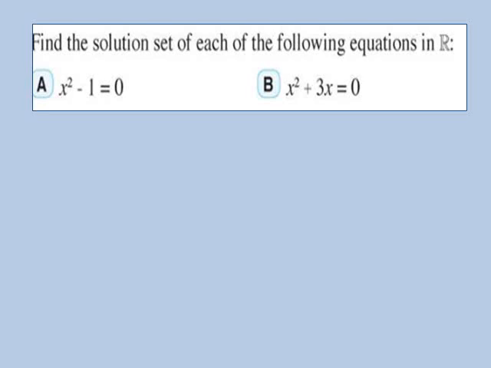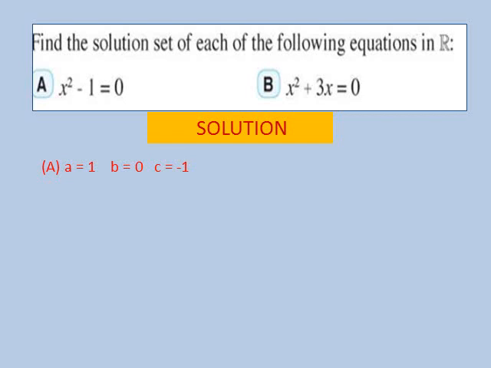Another example. Find the solution set of each of the following equations in R. A: x power 2 minus 1 equals 0. B: x power 2 plus 3x equals 0. In the first one, who can say what is the value of a, b and c?